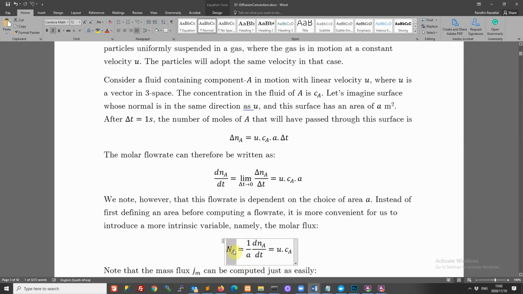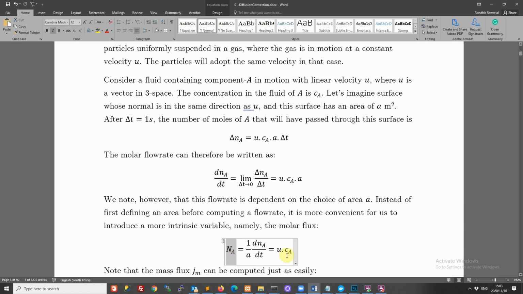So this is a nice intrinsic variable, and we can see here if we are going to divide by A, then we just have U times CA here. So the flux, these comments are trying to establish some kind of sense for a flux. So you want to think of a flux almost in the same vein as concentration. In the same way that we have moles per cubic meter, we can think of flux as the molar flow rate per area. So it's how much flow rate you have packed into the area. So molar flux is U times CA.